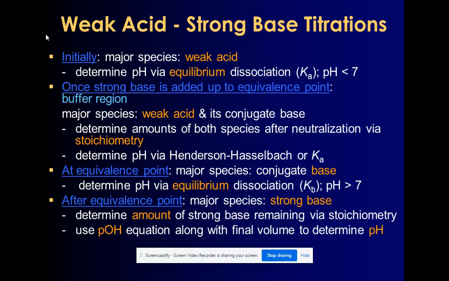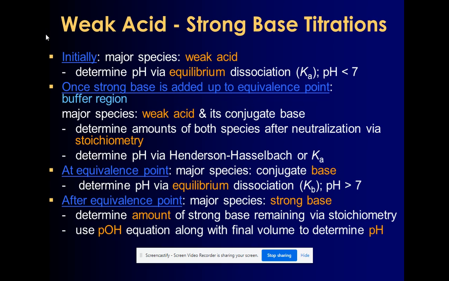So again, we're going to focus just on weak acid and strong base in this particular video. So initially, before you titrate, and you would always titrate with your strong component, the only thing that you have present in your flask would be the weak acid. And anytime we want to find a pH of just a weak acid or a weak base, we do that with equilibrium. We have to find its concentration and use its Ka or Kb value to determine its pH.